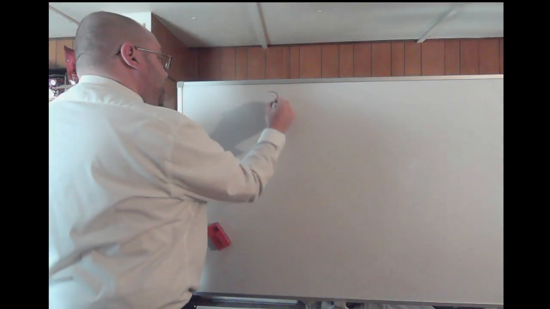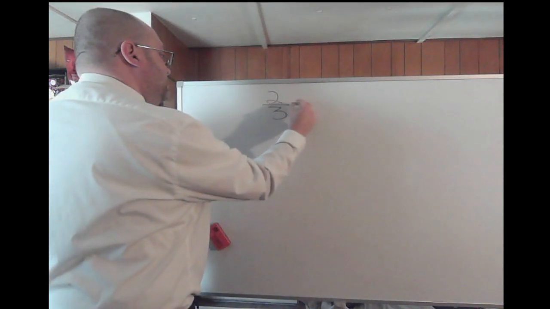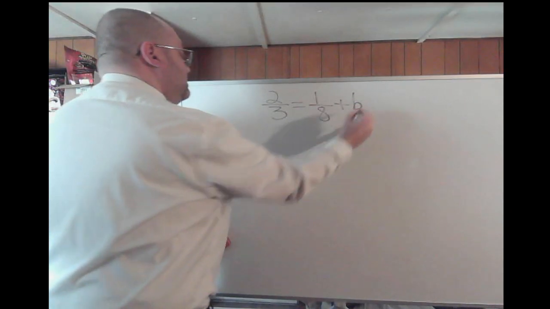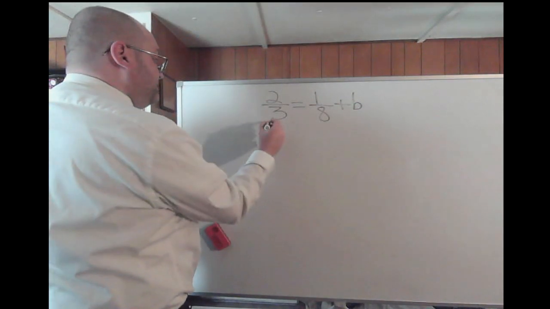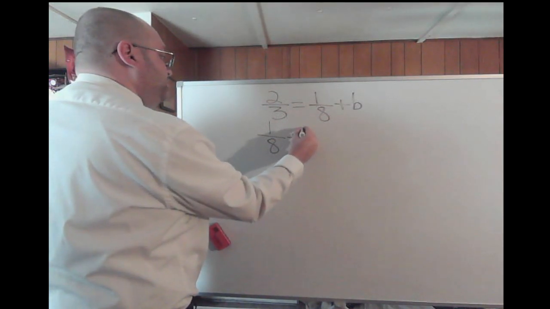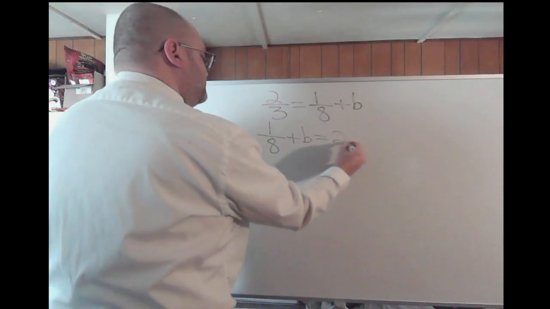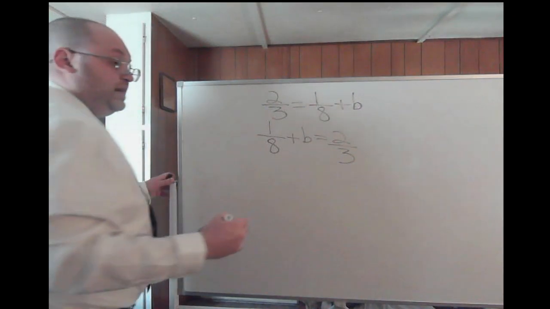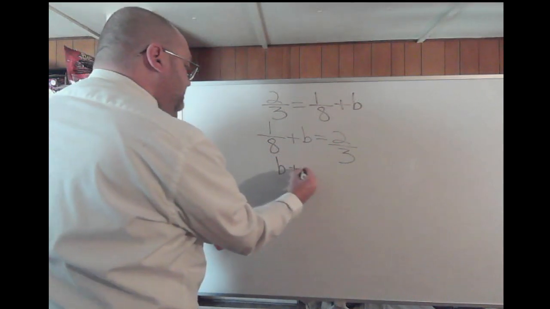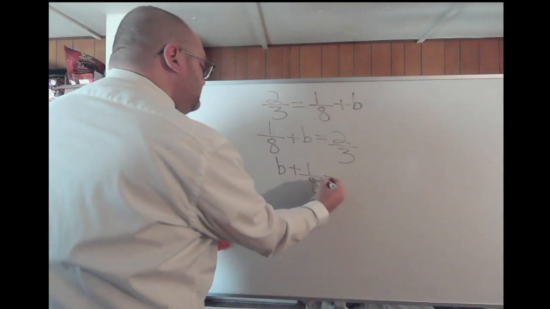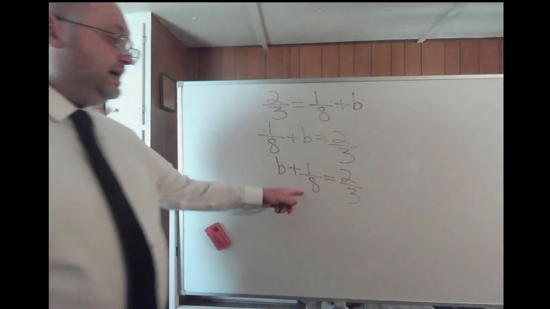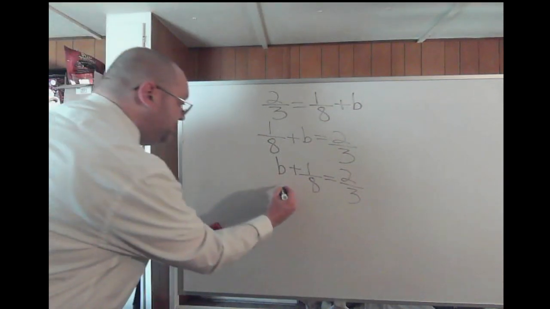Now we have a fraction one. We have 2/3 equals 1/8 plus b. First thing I would do, switch these around, put the variable expression on the left-hand side. You'll have 1/8 plus b equal to 2/3. Then by the commutative property, you could switch the b and 1/8 around. I would do that. You'll have b plus 1/8 is equal to 2/3. Okay. Well, we have b plus 1/8. That means we need to do minus 1/8 to get b by itself.